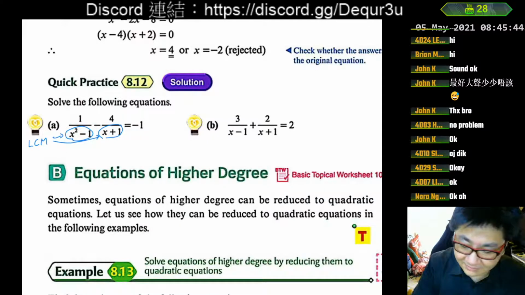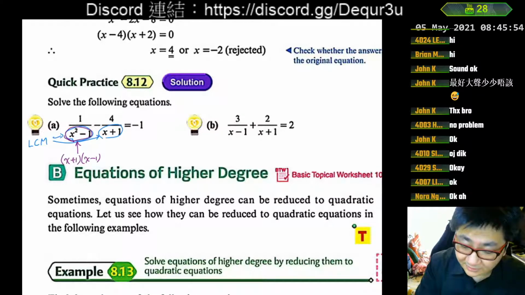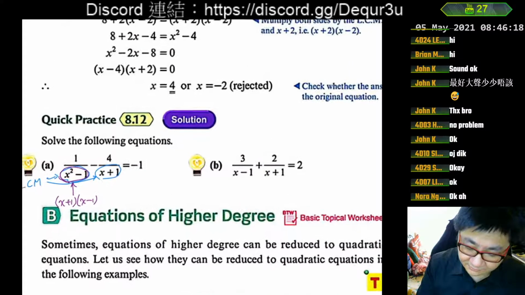We can factorize it. For example, maybe I make it purple in color. If we factorize x squared minus 1, it becomes x plus 1 bracket x minus 1. If we factorize it like this, then the LCM is easier to see. Because x plus 1 we both have, we don't need to add more. It's just that the first one, the purple one, has x minus 1, and the second one does not. Therefore, we need the x minus 1 for the second one, to make the LCM and the common denominator.